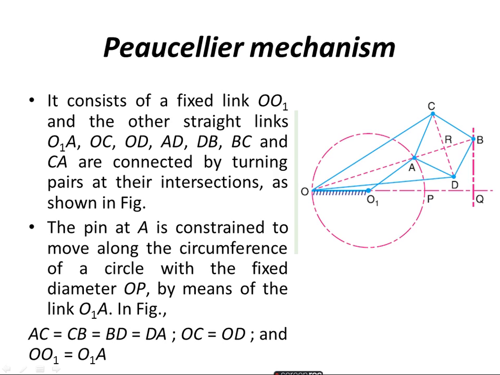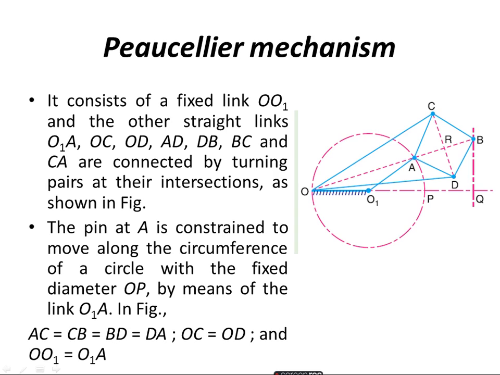O1A is the center link. O1A is a radius here, and you can see that A can move along the path of the entire circle. It is constrained to move along the circumference of a circle with fixed diameter OP, the entire diameter OP, by means of this link O1A. So O1A is nothing but a radius.